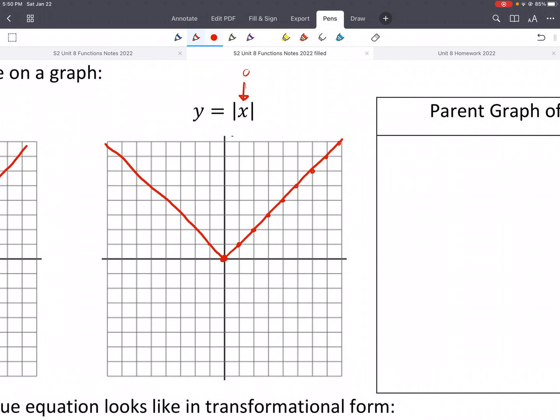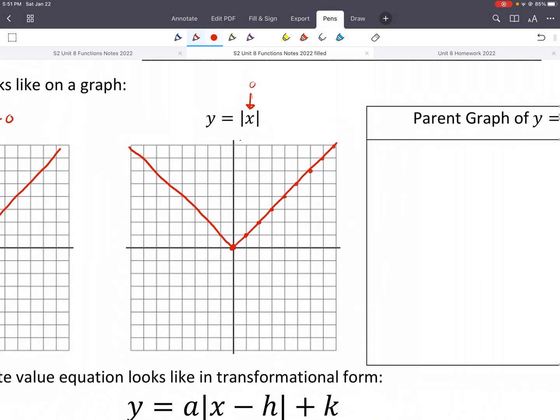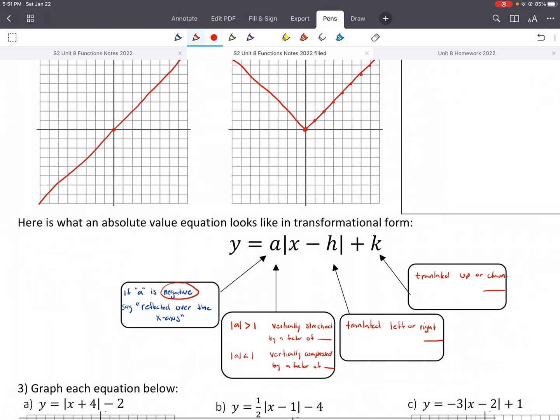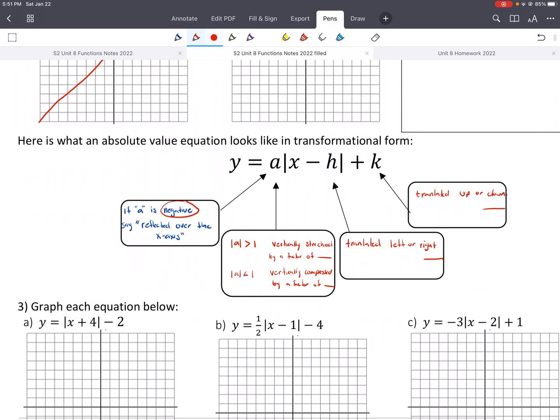Its vertex, just like the quadratic, is at the origin. Okay? But you notice that it's more like a V shape. It's not a U like a quadratic. They have straight lines, no curves. Okay? All right. So here are the transformations for an absolute value function.